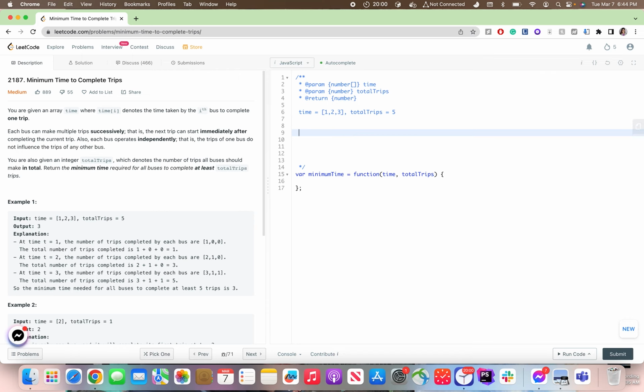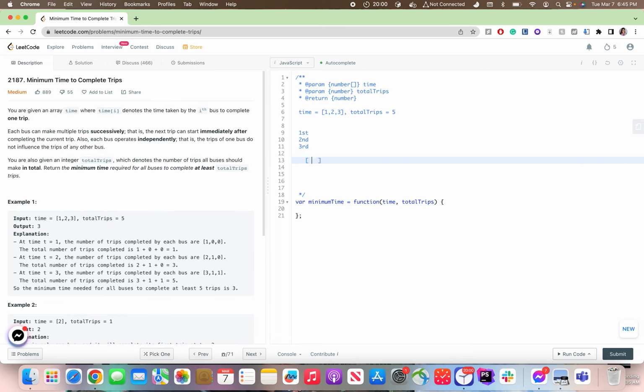Okay, got it. So we have buses A, B, C, right? The first bus, second bus, and third bus. All these buses should make 5 trips in total. Let's see how much time it takes to make 5 trips. I'm also writing a timeline: 0 seconds, 1, 2, 3, 4, 5, 6, 7, 8. So this is a timeline, suppose.